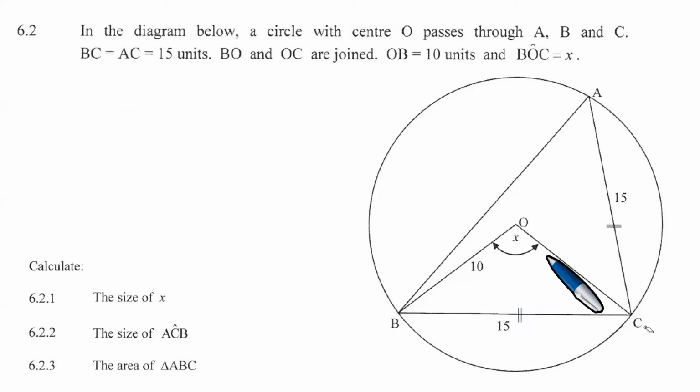There is BO and OC, and they are joined, and these are radii, but OB itself is 10 units, and BOC is the size x. Okay, what do we do now? We continue to solve this particular question in detail as follows.